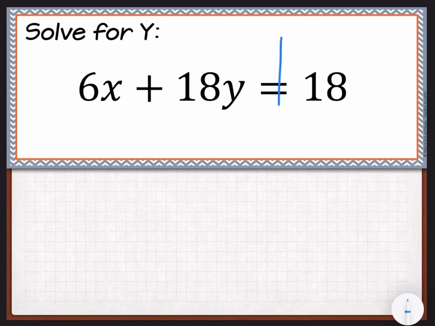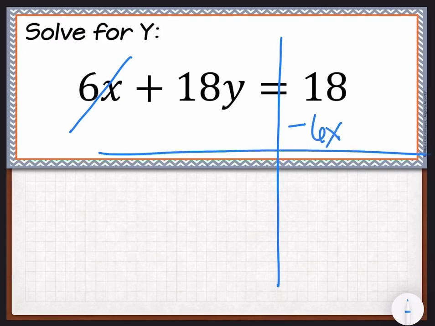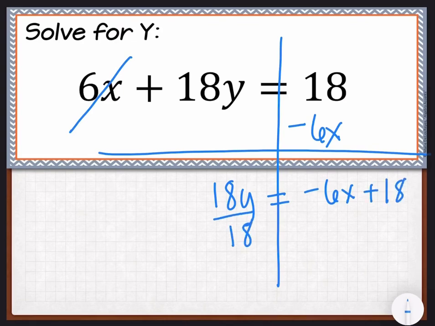All right, next equation. That's a positive 6x. I'm going to go opposite, negative 6x. 18y equals, the x term will be first, negative 6x, and then the constant, plus 18. Divide by the coefficient, so I'm dividing by 18 all the way across.